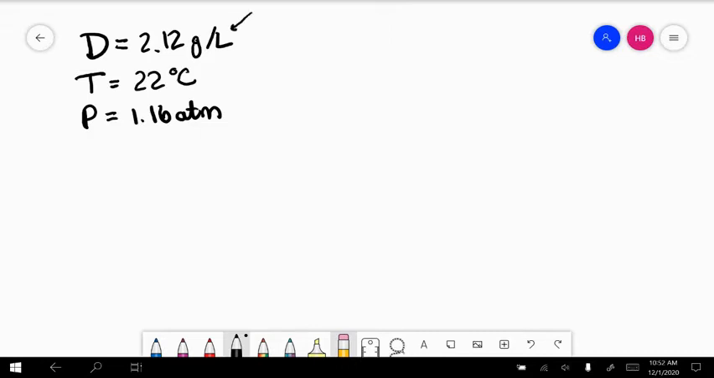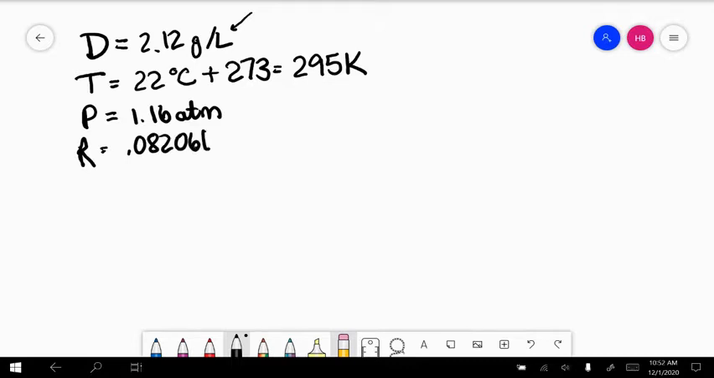My density has liters on the bottom, so I'm good. Temperature can't be in Celsius, it has to be in Kelvin. So in order to turn Celsius to Kelvin, I simply add 273. And pressure's already in atmospheres, so we're all good. R is always 0.08206 liters atmospheres on the top, moles K on the bottom, and they're asking us to find the molar mass.